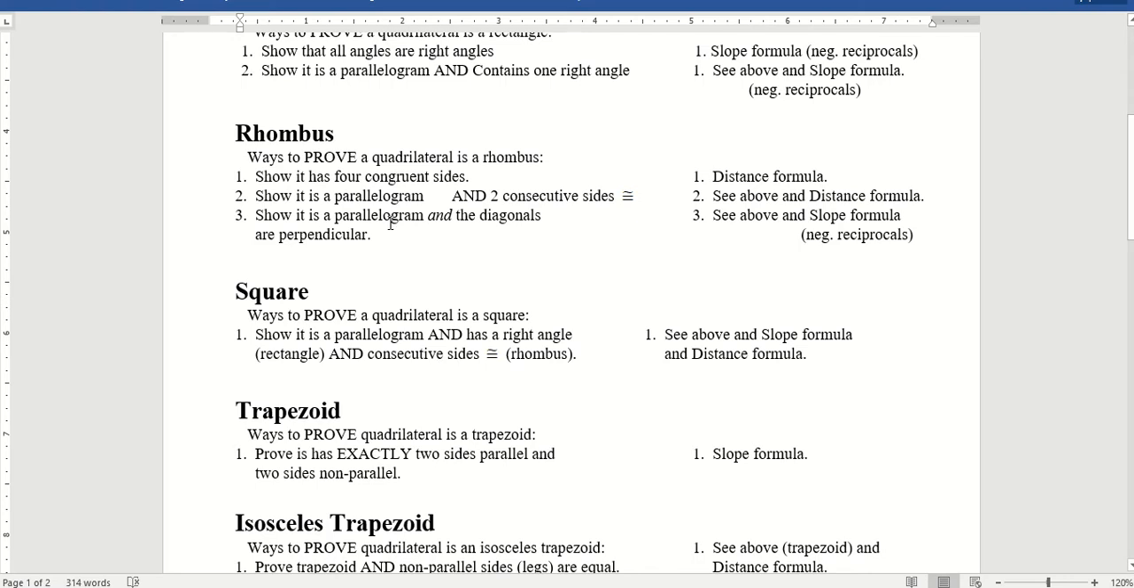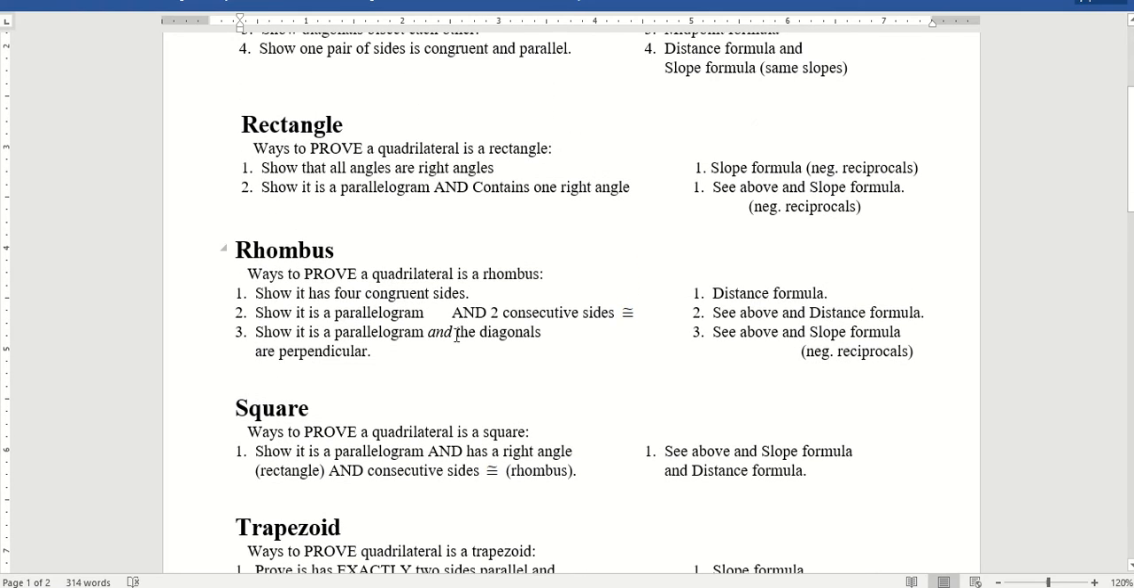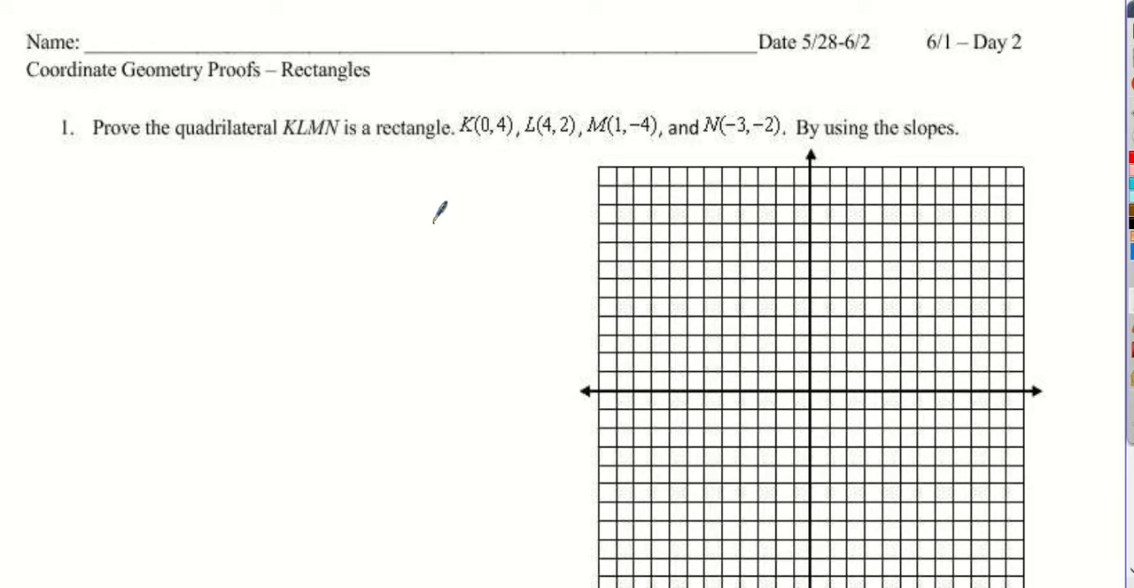So we're going to focus today just on the rectangle. We want to either get all the angles to be 90 degrees, or show it's a parallelogram and then has one right angle. But the easiest way, the way that we're going to focus on here, is that we are going to use the slope formula. That's the big thing here. Okay, so let's go back.